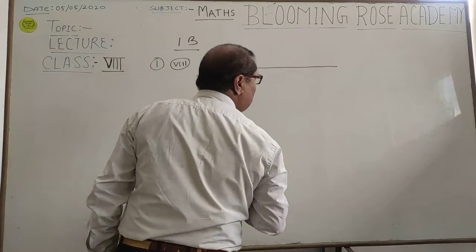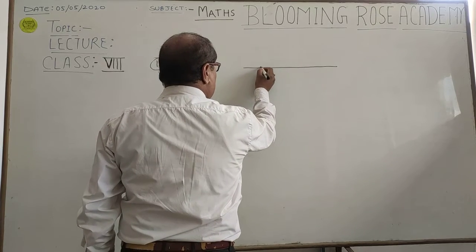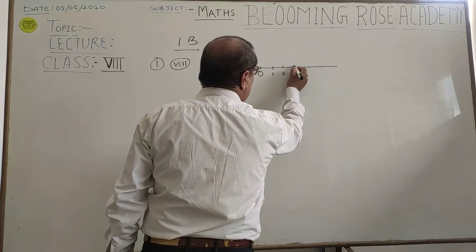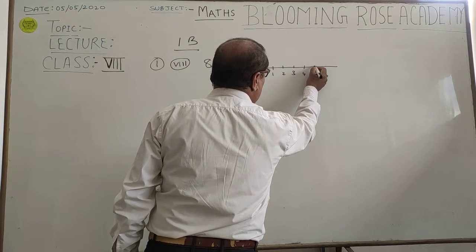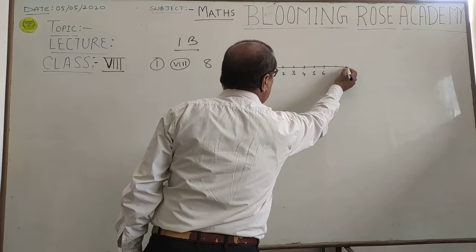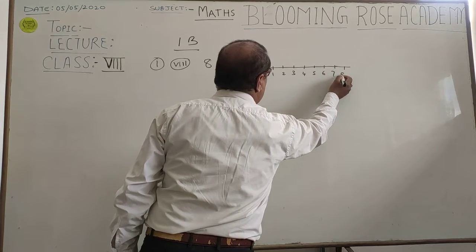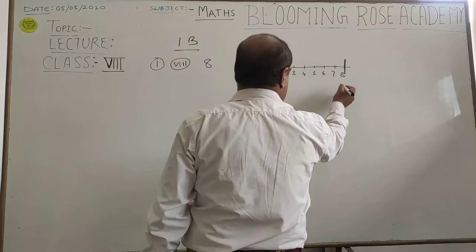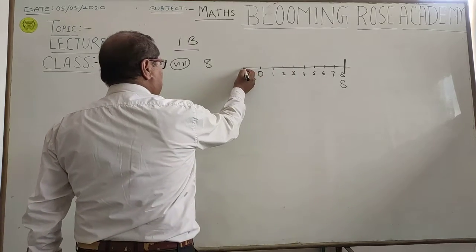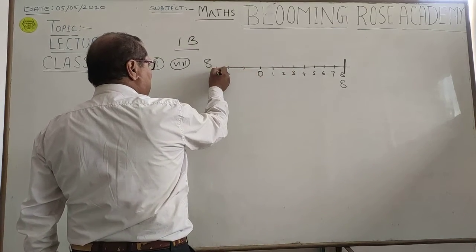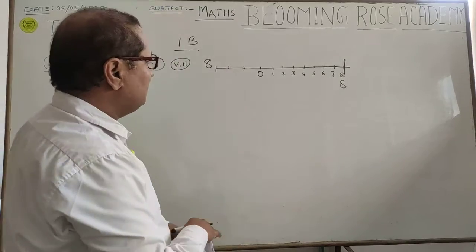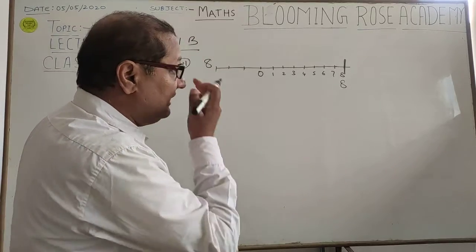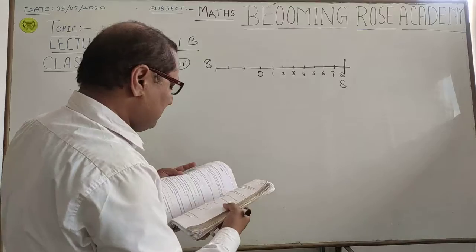Just take a line, start here from 0, then 1, 2, 3, 4, 5, 6, 7 and 8. So this point shows 8. You already know that we take all positive integers on the right side of 0 and all negative integers on the left side of 0.